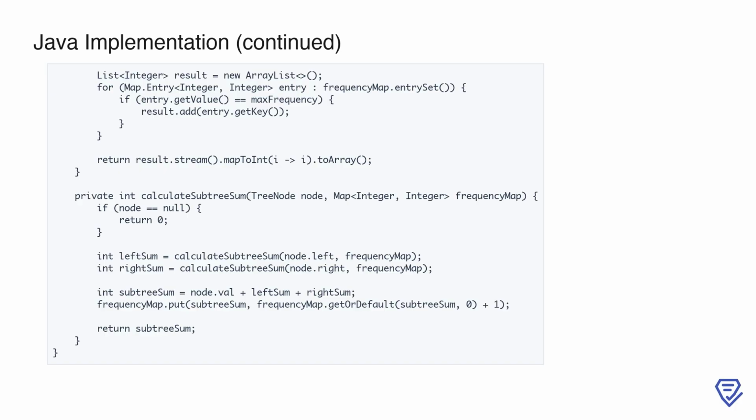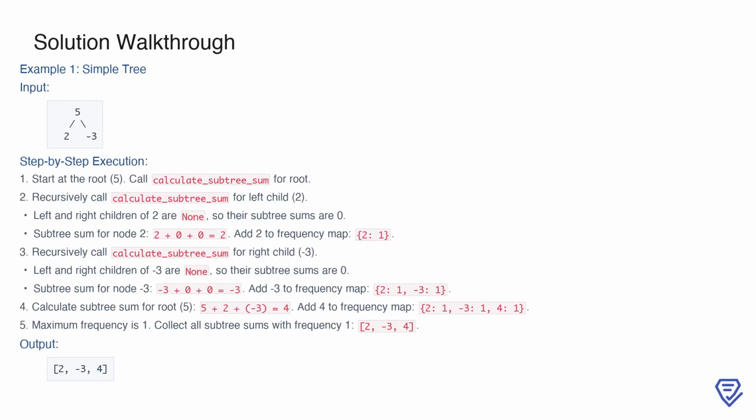The helper method calculateSubtreeSum is defined below. It takes a tree node and the frequency map as inputs. If the node is null, it returns a sum of 0. Otherwise, it recursively calculates the subtree sums for the left and right children, adds the current node's value to these sums, and updates the frequency map with the new subtree sum. This recursive process ensures that every subtree sum in the tree is calculated and recorded. The method then returns the subtree sum for the current node, enabling the recursion to continue building sums up the tree. Let's start with a simple tree.